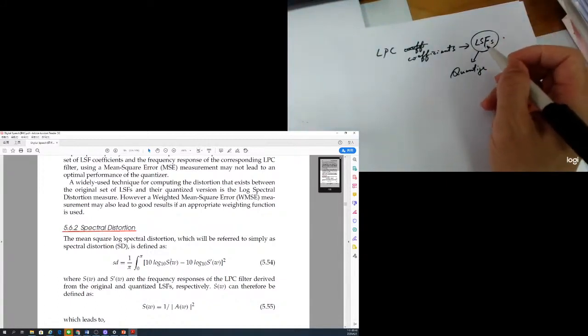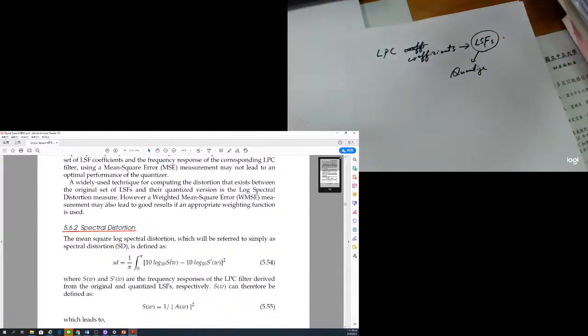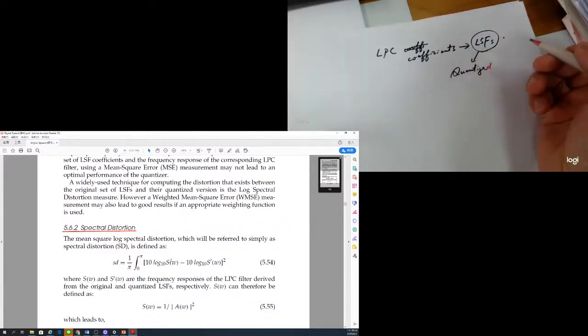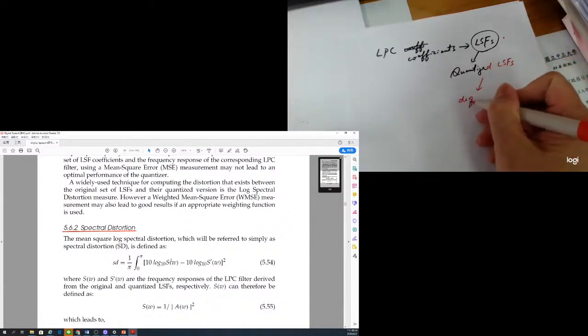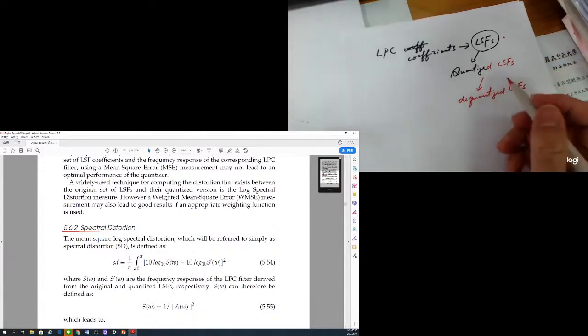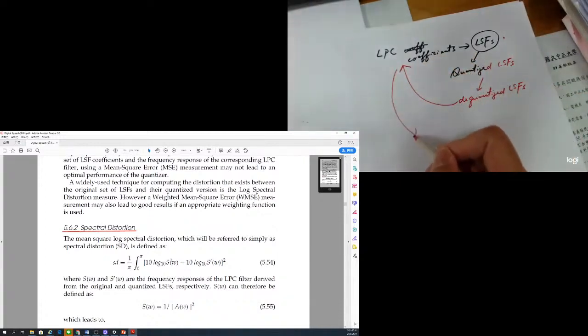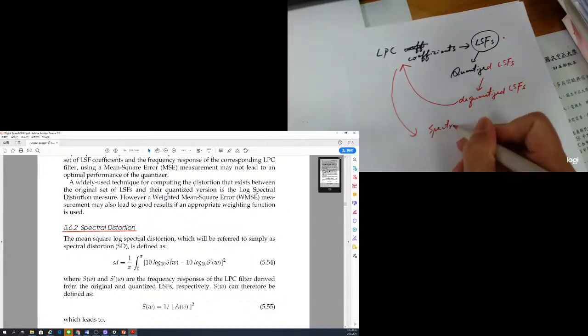Once we have quantized the line spectrum frequency, we can reverse it. Based on the quantized coefficient, we dequantize and get the quantized line spectrum frequency data. So quantize the coefficient, then dequantize. Maybe we can come back to the LPC coefficient, and from the LPC coefficient you can come out with the spectrum, because we know LPC in the frequency domain.